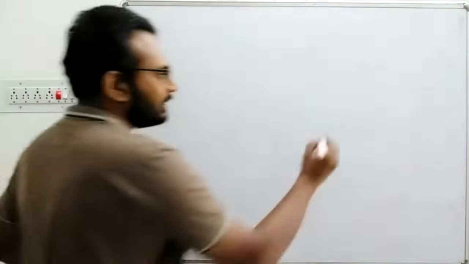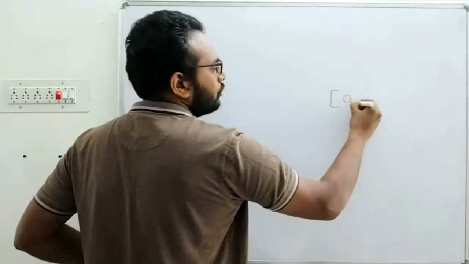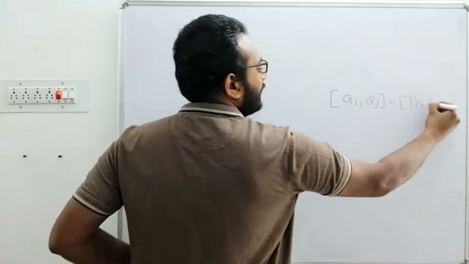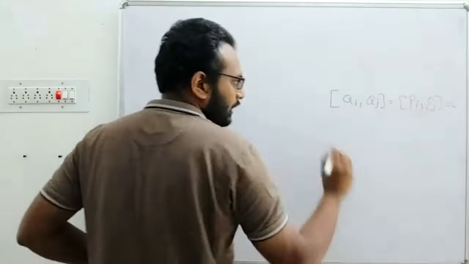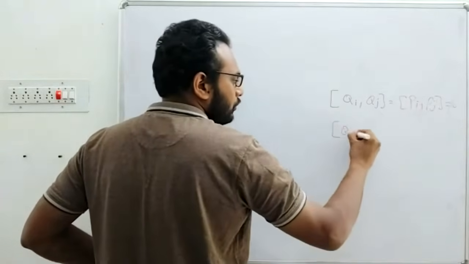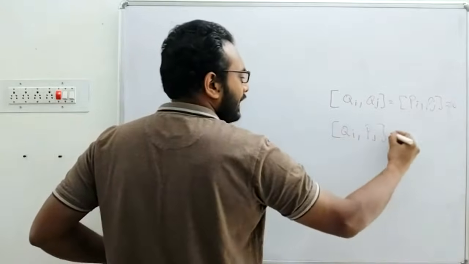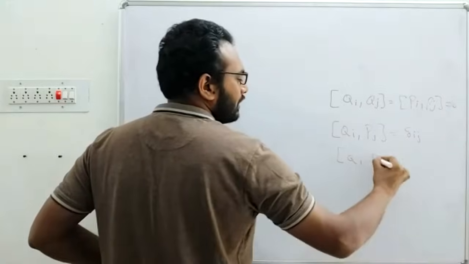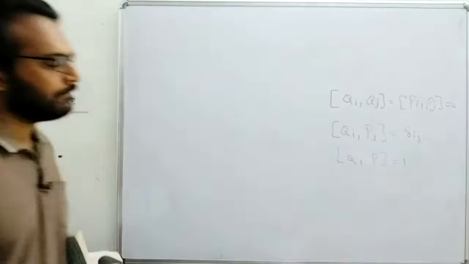This Poisson bracket has to be 0: Qi with Qj, and Pi with Pj has to be 0. But Qi with Pj has to be equal to delta ij, which means that if you have a single coordinate, Q with P has to be equal to 1.